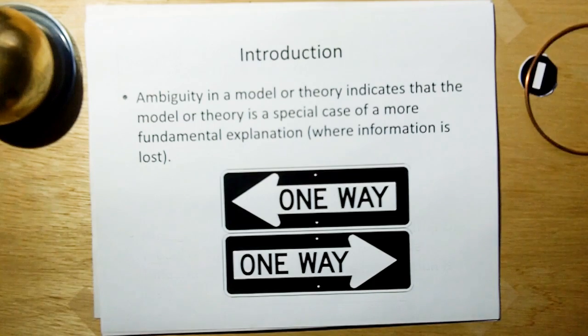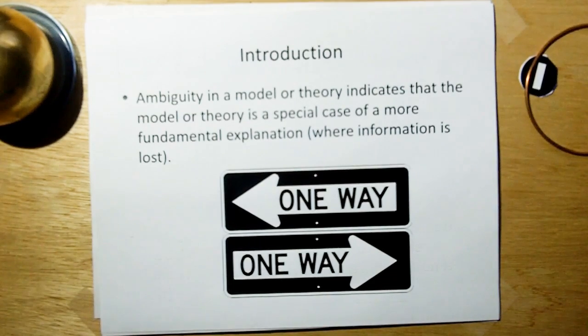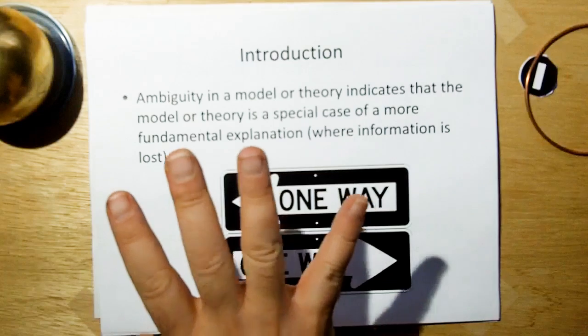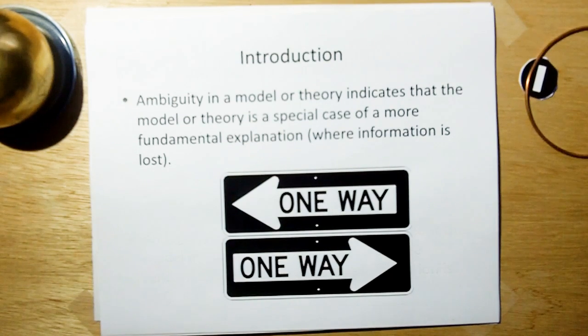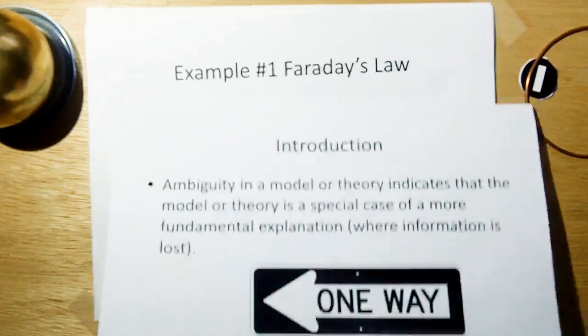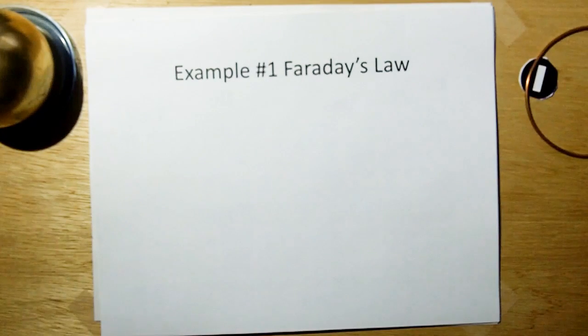So, ambiguity in a model or theory indicates, this is my belief, okay? This isn't accepted by science, but I believe one day it will be. It indicates that the model or theory is a special case of a more fundamental explanation, meaning that somewhere along the line information is lost. So we have a simplification of a more fundamental model, and there's information loss and there's ambiguity. Because when you have information loss, typically you have an ambiguity, and we'll explain what all that means. Let me give you the first example of Faraday's law.